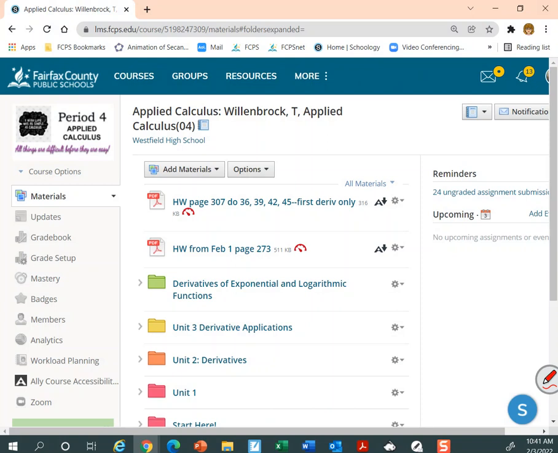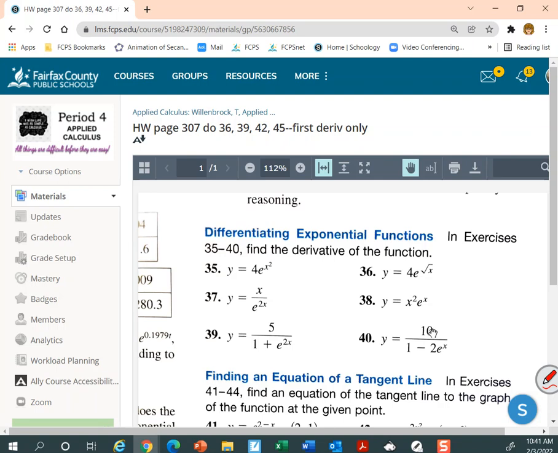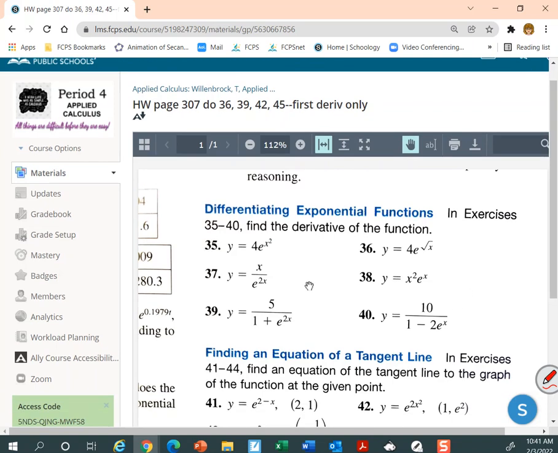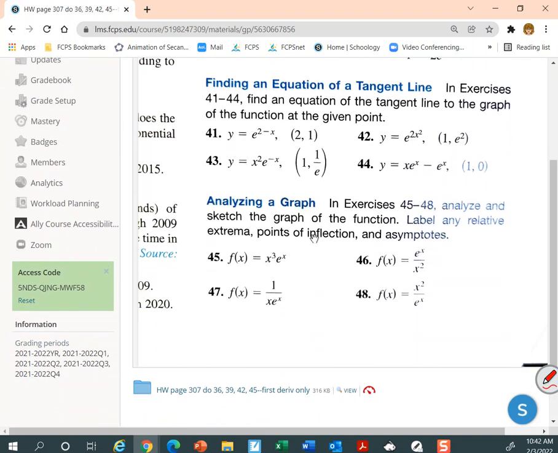So if you go to our fourth period Schoology page, if you decide to, and you look, here's the assignment from last class. Here's the assignment for this class. This is another chunk of problems out of the textbook we have access to. This is technically page 307. And we've got some exponential functions here. We've got some tangent line questions here. We've got graph questions here. It's actually asking us to do more than what we did. It's saying to do extrema, inflection points also, asymptotes also. We're just doing extrema with increasing and decreasing.